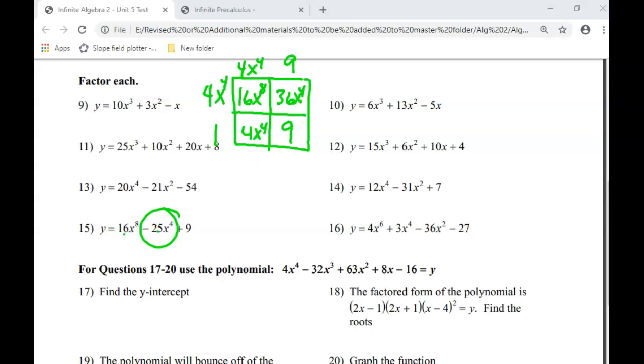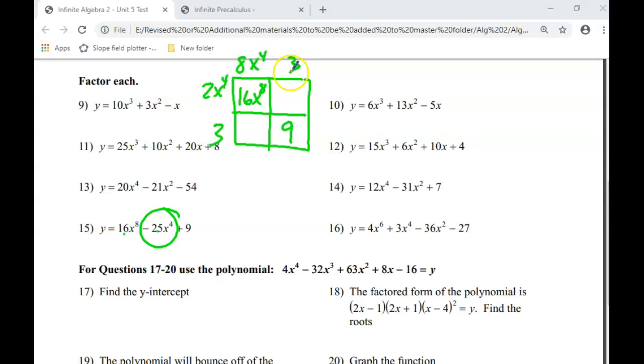All right, so we've tried 9 and 1. We've tried 3 and 3. I'm going to put 3 and 3 back because I like those better. But that means the problem was not with these numbers. It was with these numbers. So let's try something else. What else can make 16? Let's try 2x^4 and 8x^4.